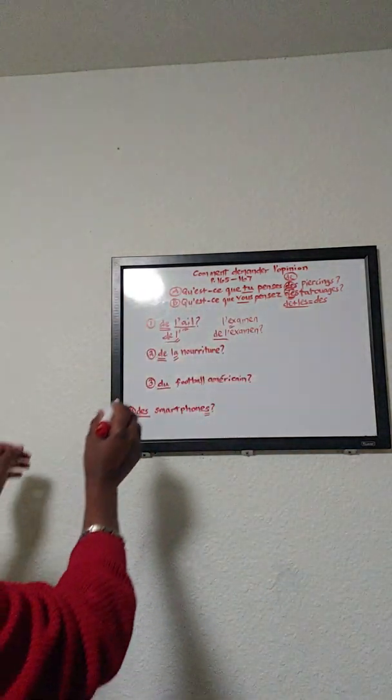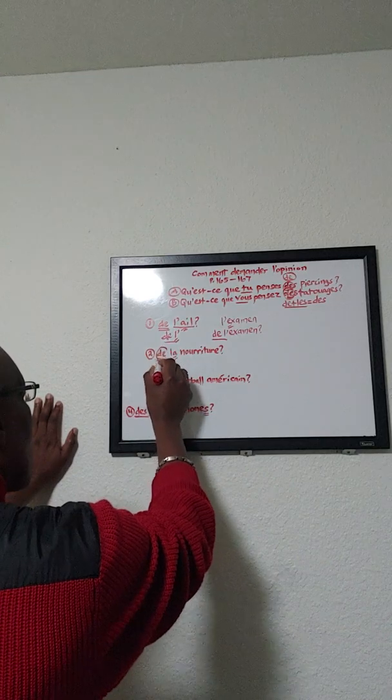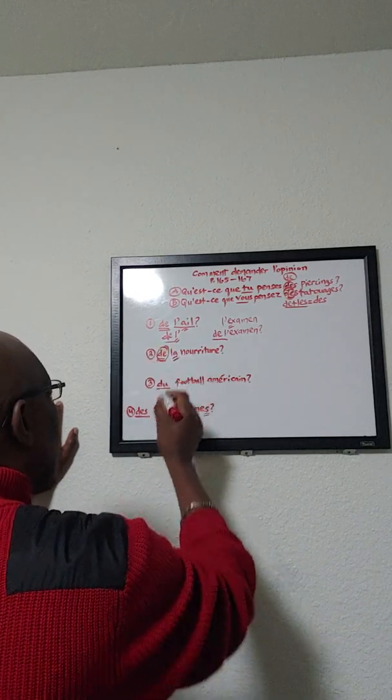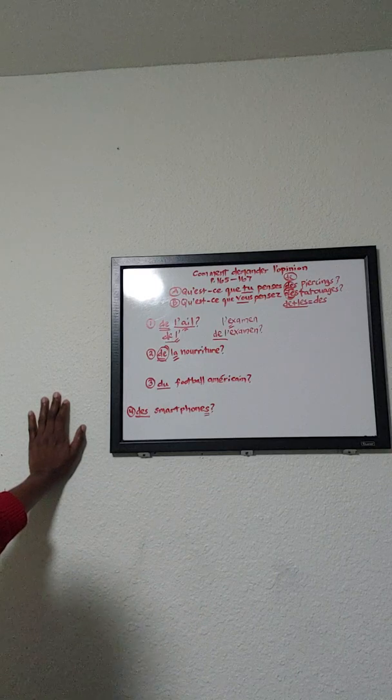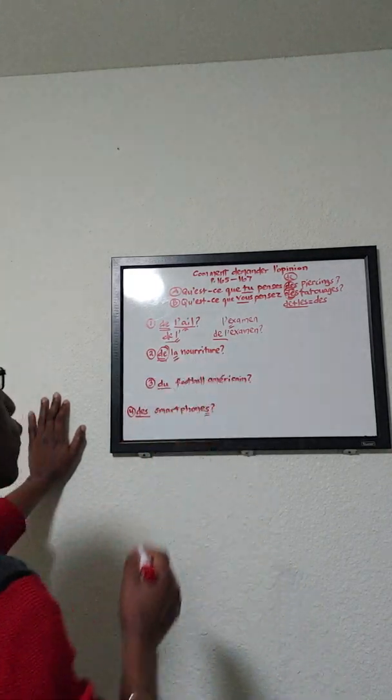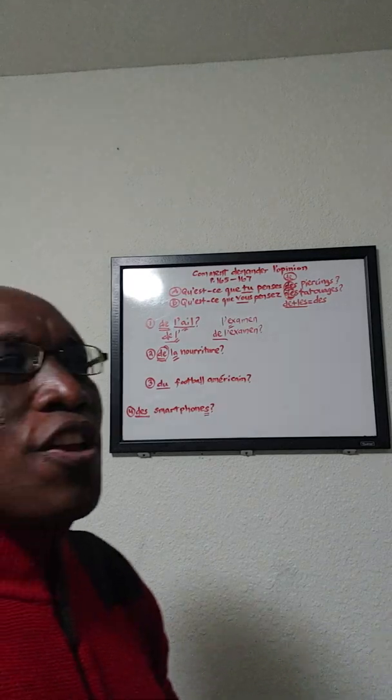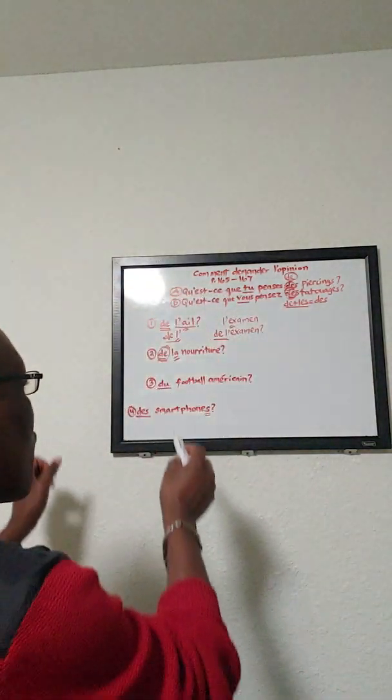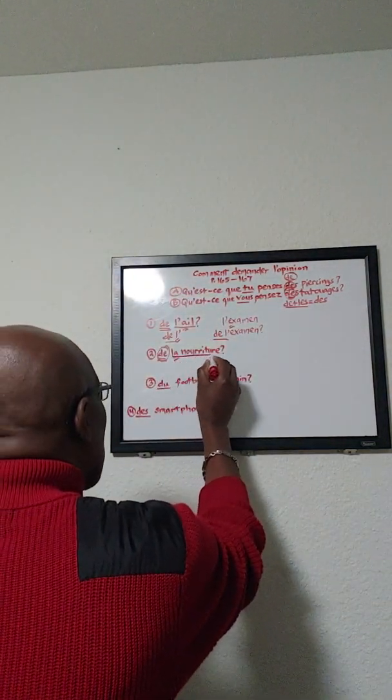Okay, now you will see that de also hasn't changed in front of the definite article la. So la nourriture means food. Let's say you have dinner with somebody and you are asking about that person's opinion about the dinner that you just had. So you're asking that person, what do you think about the food? The food here is la nourriture.